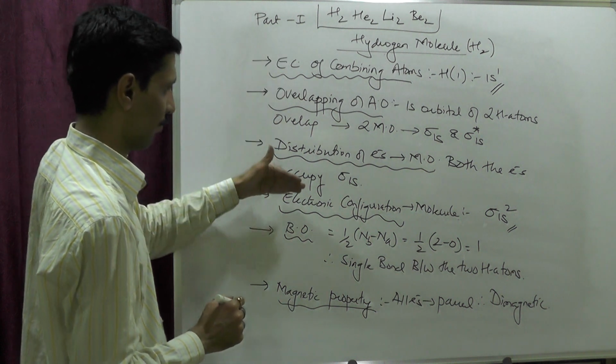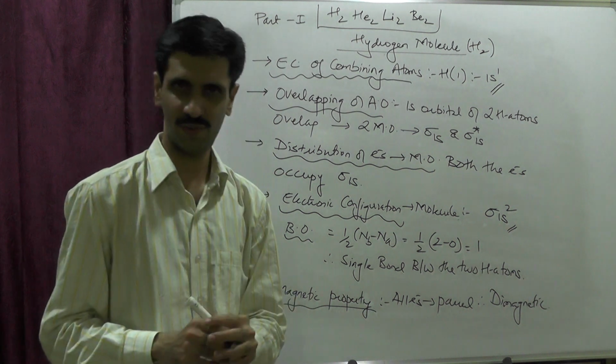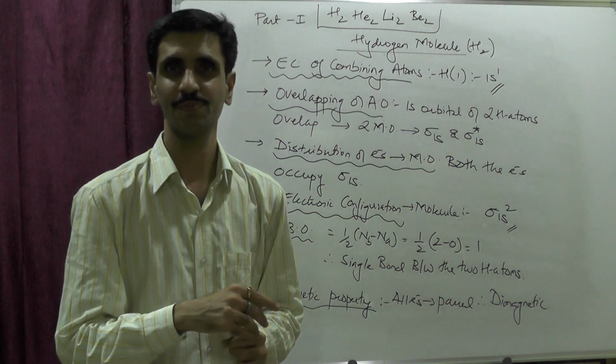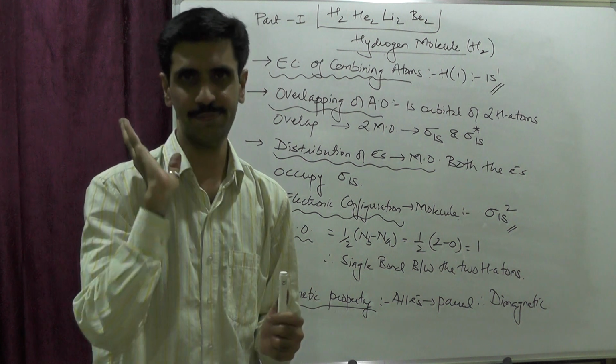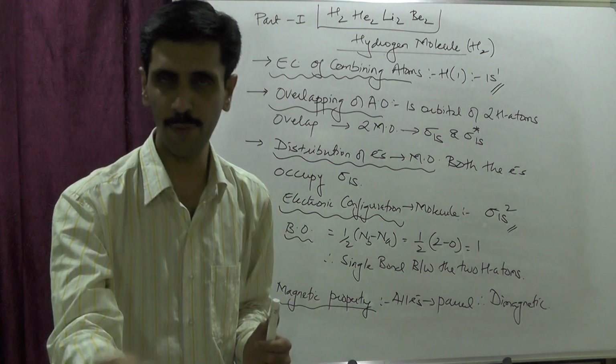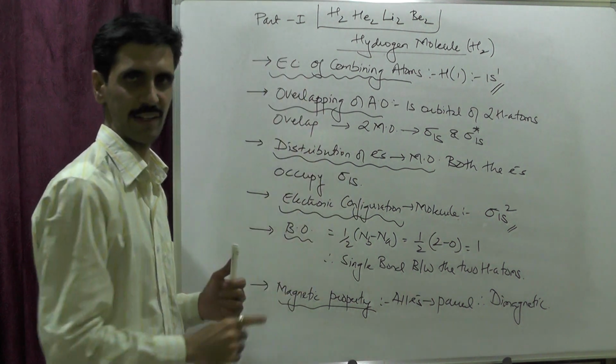1, 2, 3, 4, 5, 6. Total I told you 7 points. 7वां point भी है दोस्तों, बहुत important है वो, and that is the molecular orbital diagram. Okay, लेकिन मैं बाद में बताऊंगा. First of all, I want you to understand this 6 points.